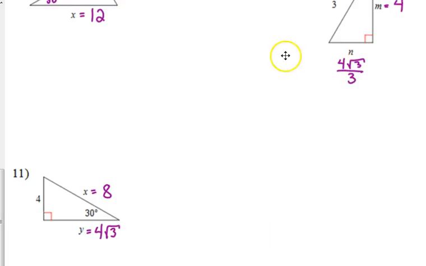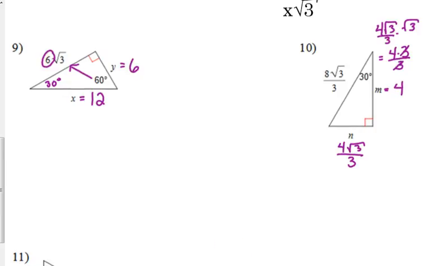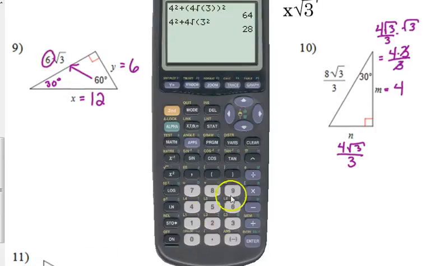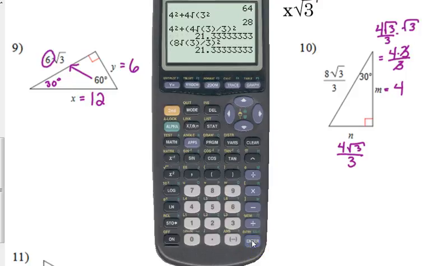If it's a quotient, same thing, like with number 10, if we wanted to check that, 4 squared plus, you've got to make sure you get parentheses around this whole thing. Okay, close the parentheses there on the square root, and then close the parentheses around the whole term. And then we've got to see, is that equivalent to 8 square root of 3 over 3 squared? And it is.